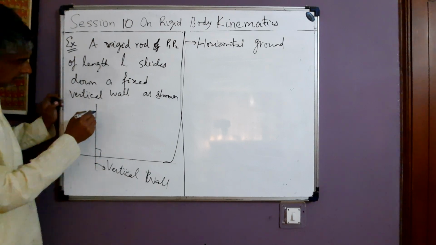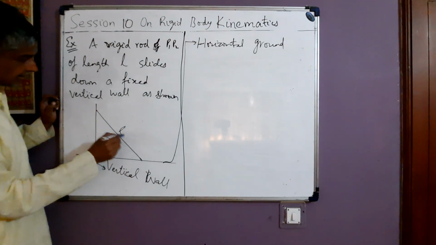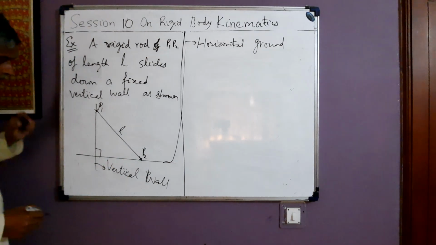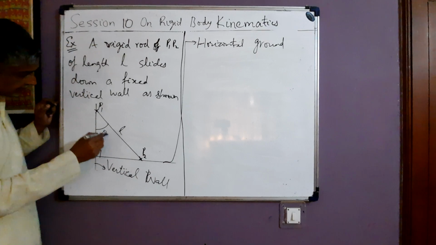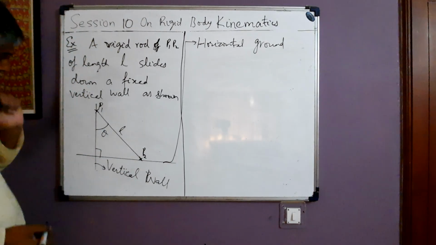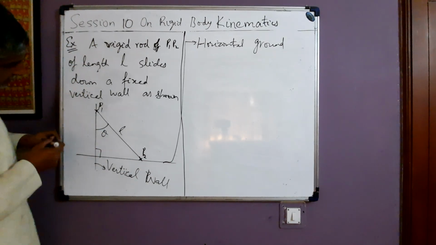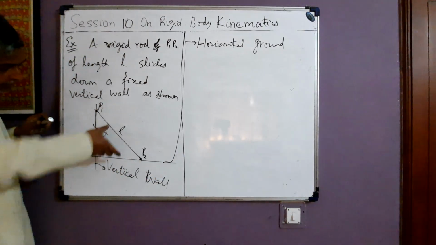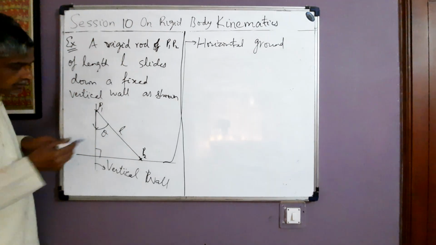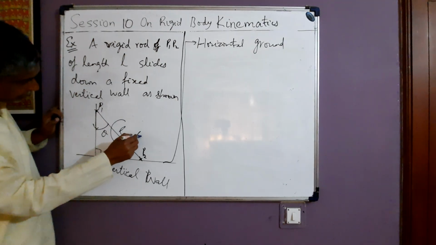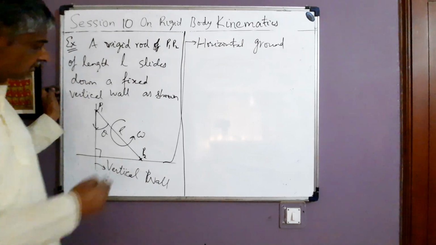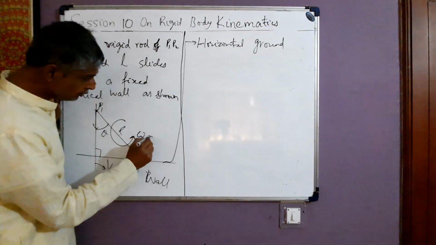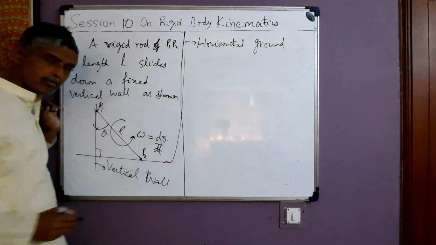This is a right angle. This is the rod, length L. Upper end is P1, lower end is P2. At the instant of the question, this angle is theta. Angle theta is given. You can see P1 is going downward, and since the rod is rigid, P2 should go that side. So the rod is definitely rotating in an anti-clockwise sense. At this given instant, the angular speed of the rod is omega, anti-clockwise, with respect to ground. Omega we know will be equal to d theta by dt.